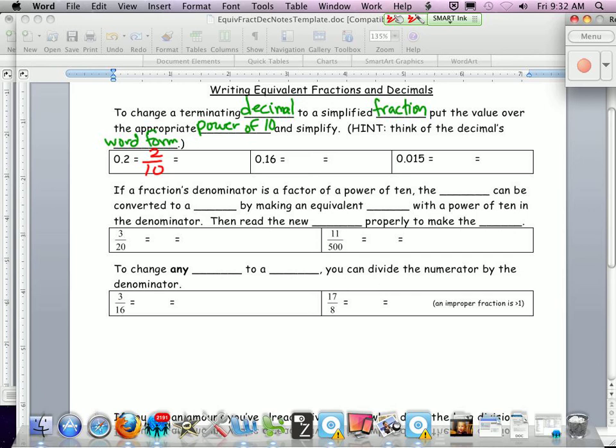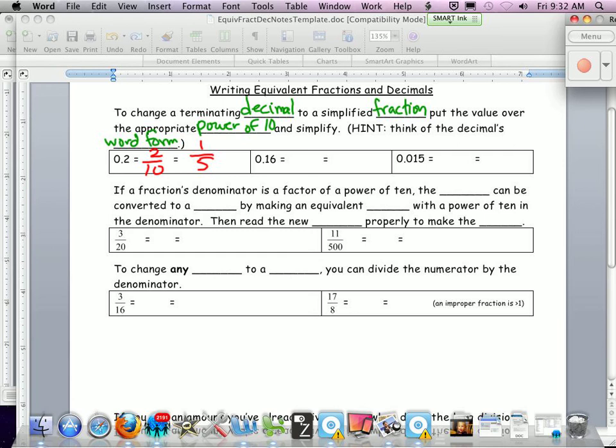And then what is 2/10 when we simplify it? 2/10 simplified is what, sir? 1/5. 1/5. We love simplifying. And that's it. That's all you got to do to change a terminating decimal to a simplified fraction. In math team, we do repeating decimals to simplified fractions. But right now, let's just stick with terminating fractions.